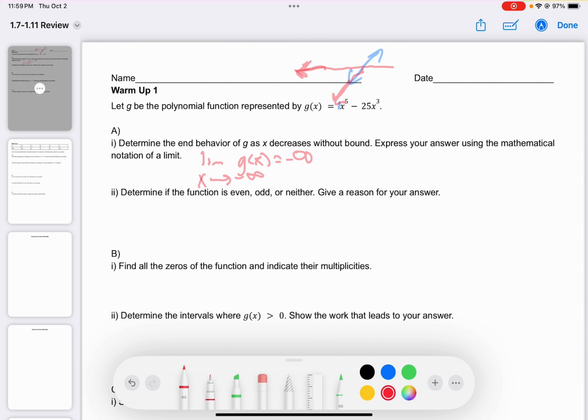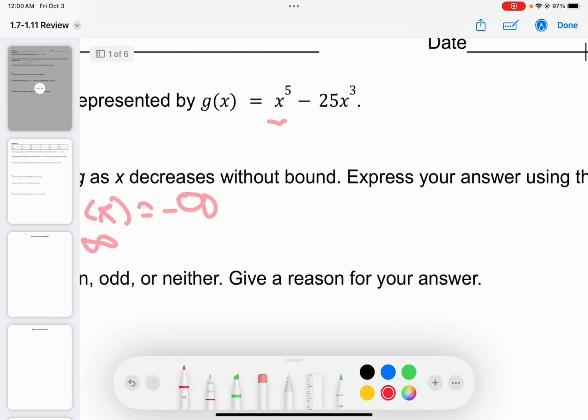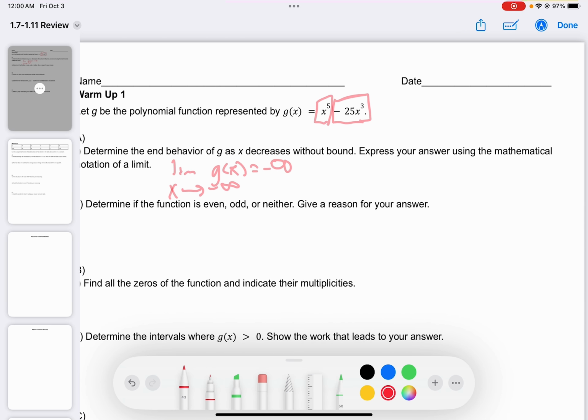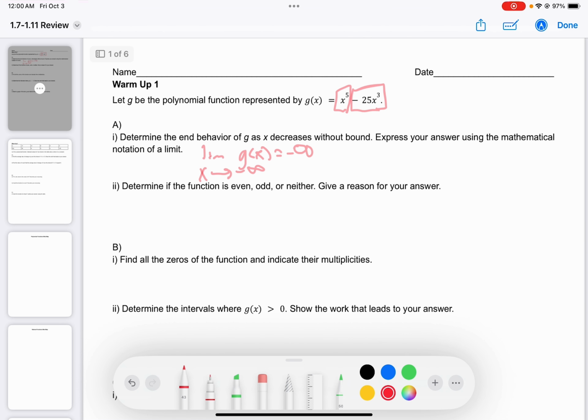Okay. Determine if the function is even, odd, or neither. Well, we said the end behavior is odd, but that does not guarantee that the function is odd. For a function to be odd, every single term has to be odd. Notice here I have two terms: x to the fifth and negative 25x cubed. Well, both of those terms are odd, so the entire function is odd. So I can say odd because all terms are odd.